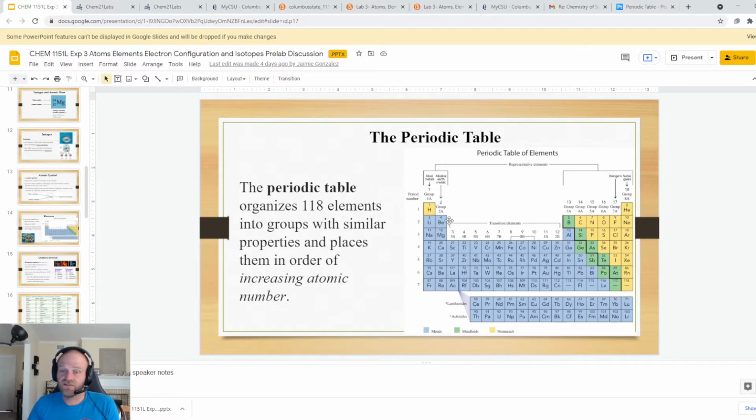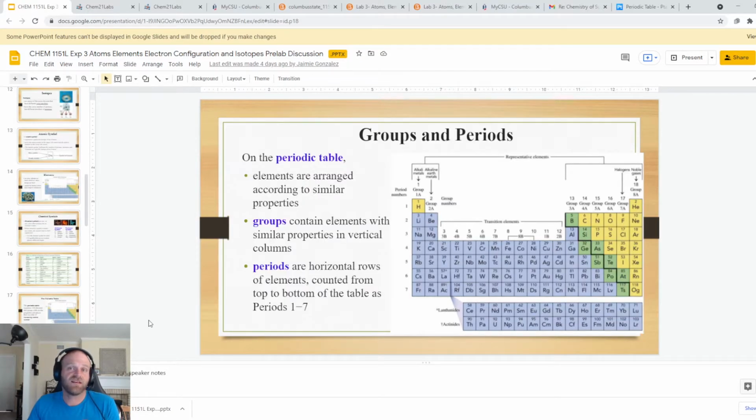And you'll see that there's a reason that there are 2 columns on the left side, 6 columns on the right, 10 in the middle, and then 14 down here on the bottom. Alright? And that is because of the electronic structure, which we'll get to in just a minute.